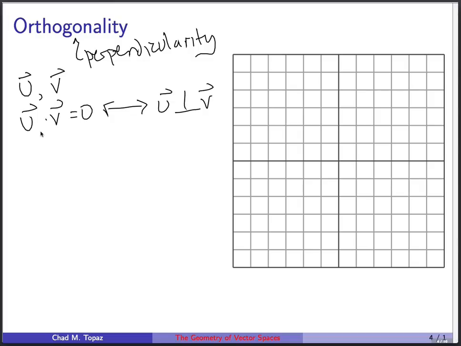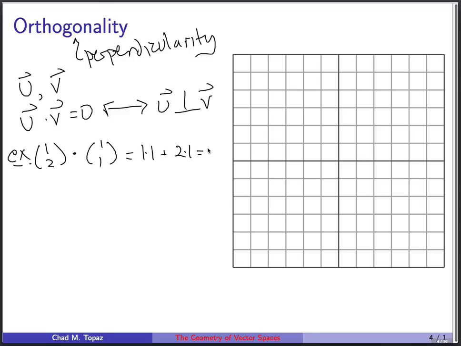So to give you an example of this, let's take the vectors (1, 2) and (1, 1). Okay, and let's take the dot product of them. It's 1 times 1 plus 2 times 1 equals 3. 3 is not equal to 0, so these vectors aren't perpendicular. And we can see that by drawing, right? (1, 2) is this vector here. (1, 1) is this vector here. Definitely not perpendicular.